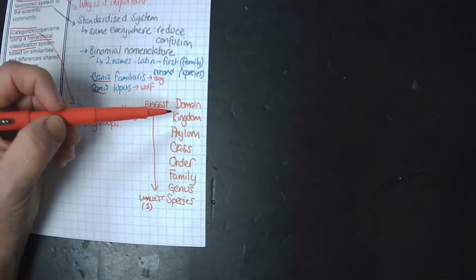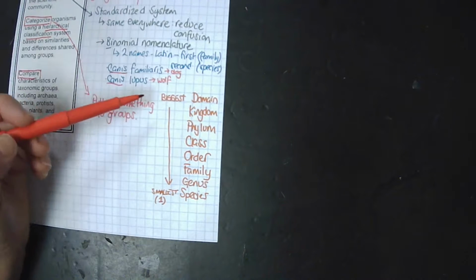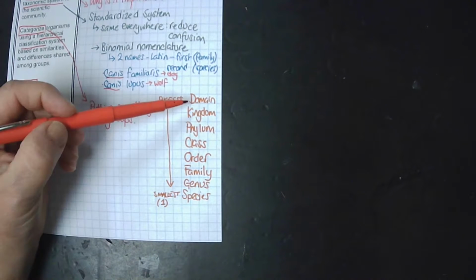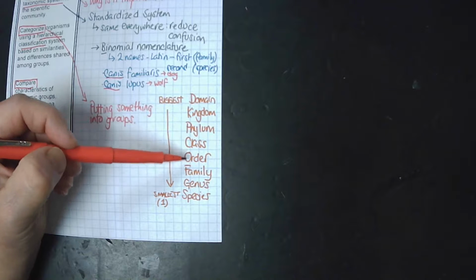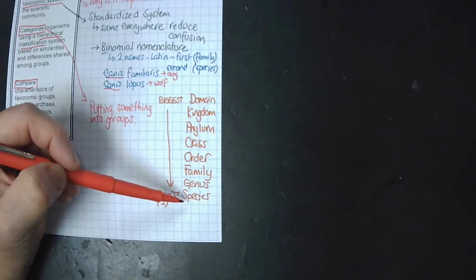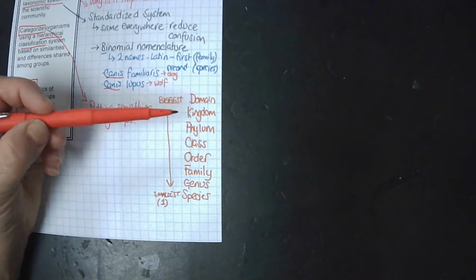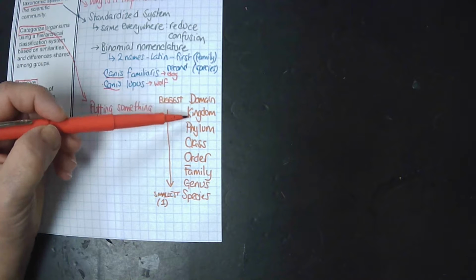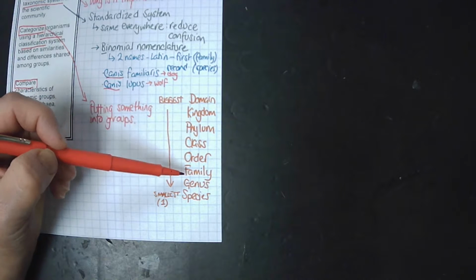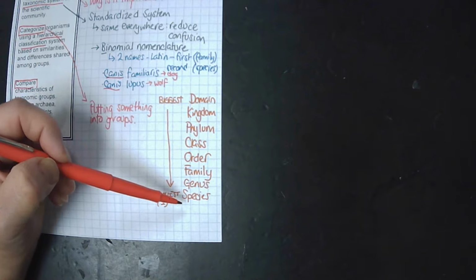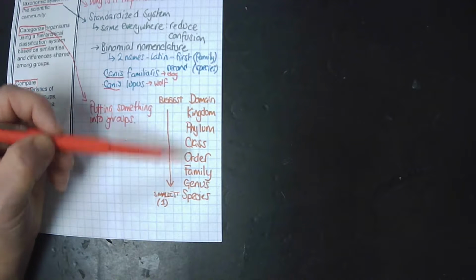And my mnemonic for that, that's my way of remembering this, and it's the way every single science teacher ever teaches it, is: did King Philip come over for great sex? I'll say that again. Did King Philip come over for great sex? Because you got to remember it. You hopefully will never forget that one.